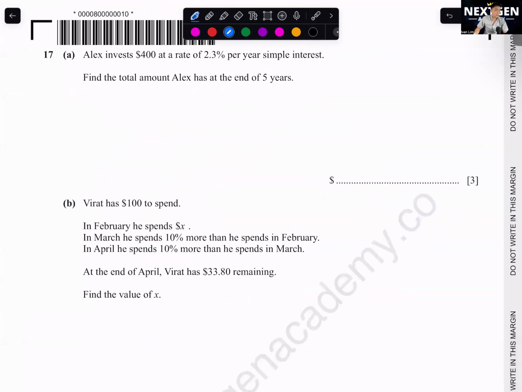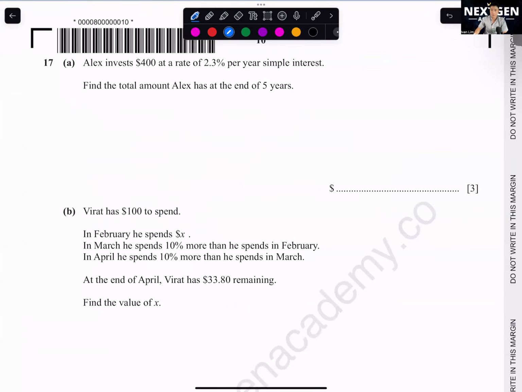Okay, 17, this one, you need to memorize your formula of simple interest and compound interest. And what are you exactly calculating for simple interest and compound interest? Don't just remember the right-hand side, like PRT over 100. You must know what you are calculating for PRT over 100 because there are some keywords we have to identify here. Okay, question 17A. Alex invests $400 at a rate of 2.3% per year simple interest. Find the total amount Alex has at the end of 5 years.